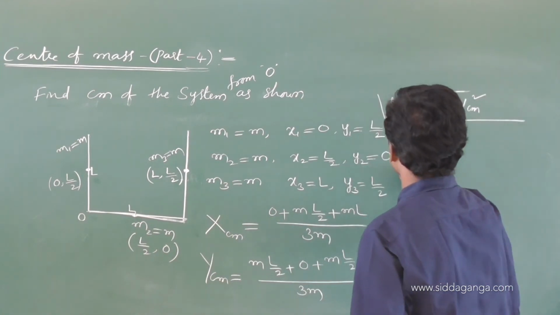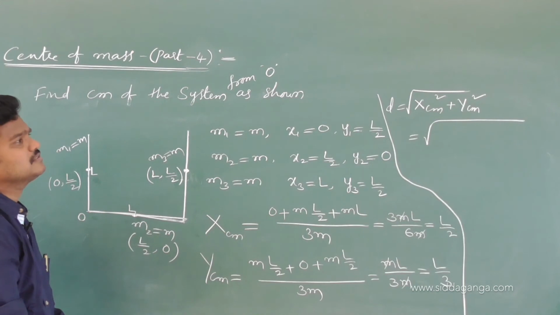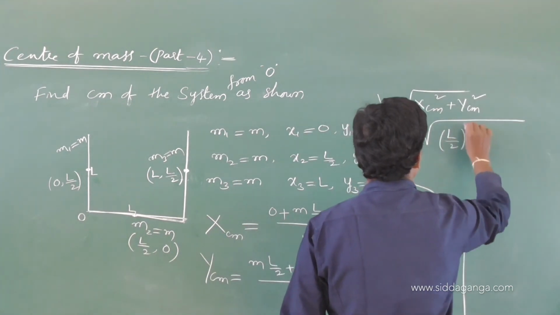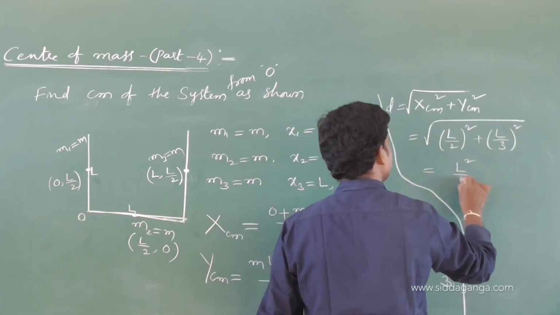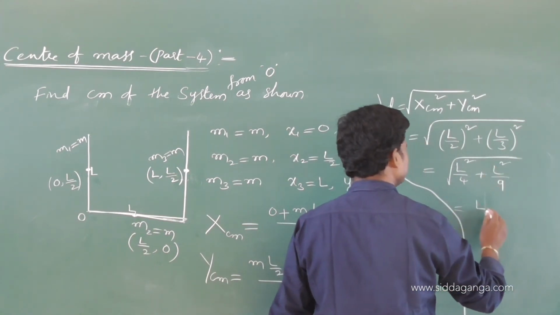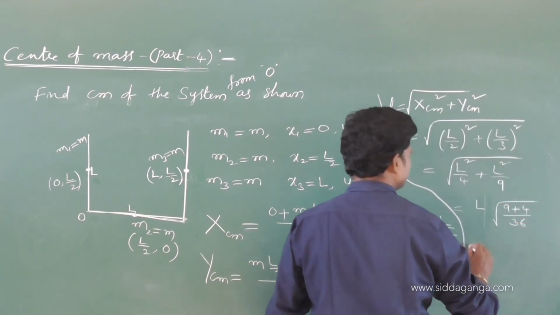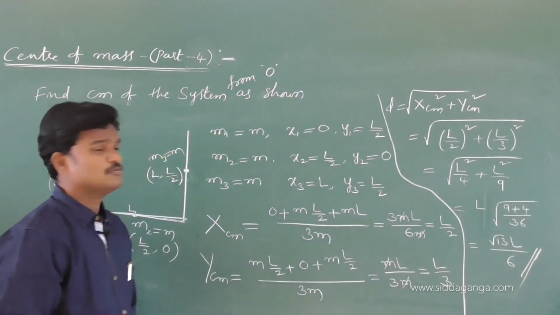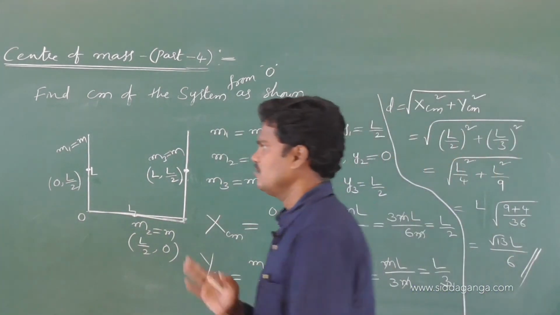If they ask you to find the distance of the center of mass of the system from O, then you can use the root of xcm square plus ycm square. What is xcm square? L by 2 square. ycm square is nothing but L by 3 square. So L square by 4 plus L square by 9. Do these simple mathematics. L you can take outside, root of 9 plus 4 over 36. This is root 13 L by 6. 9 plus 4 is 13, downside 36 is there, 6, so root 13 L by 6. That is the distance of the center of mass from O.